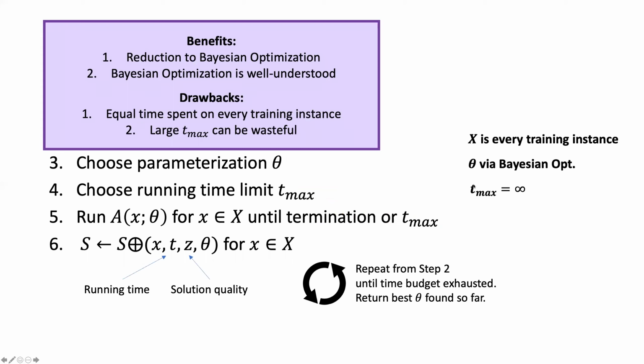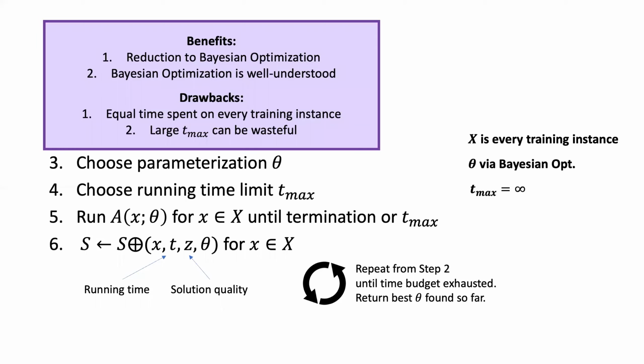So what are some benefits and drawbacks? Well, it's a reduction to Bayesian optimization. Bayesian optimization is well understood. There are lots of algorithms for it under different assumptions, with theoretical justifications and implementations of Bayesian optimization. So once you make these two simplified assumptions about how you choose capital X and how you set T max, then you can just plug and play with existing software. And we'll point you to some existing software on the course website.